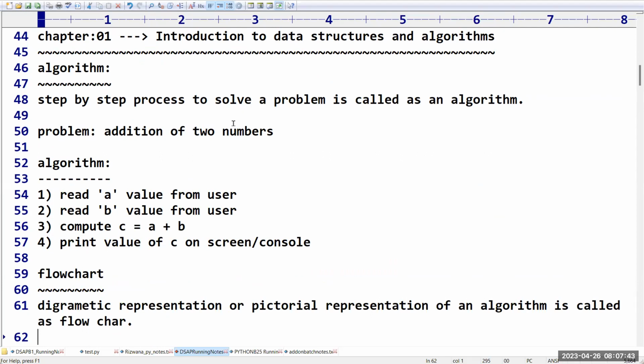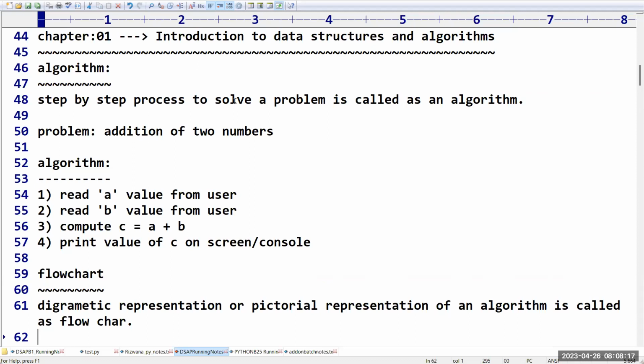Generally, we won't prefer an algorithm for small problems, because we know the programming languages very well. That's why whenever we see any problem, we directly go for implementation. Suppose the problem size is very big, then we will take maximum time to analyze the problem statement and how we can solve that problem. So for that, we need to go for an algorithm.